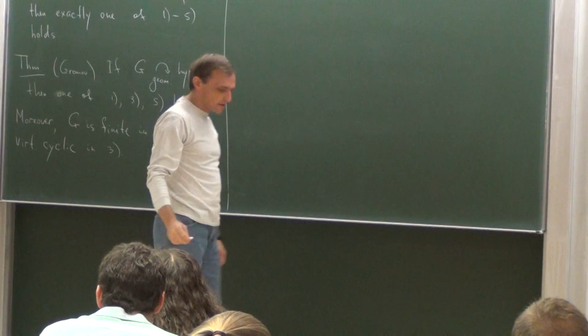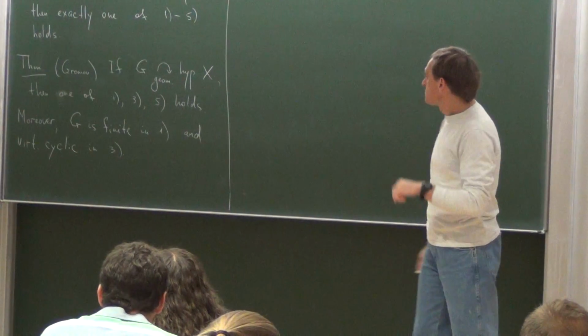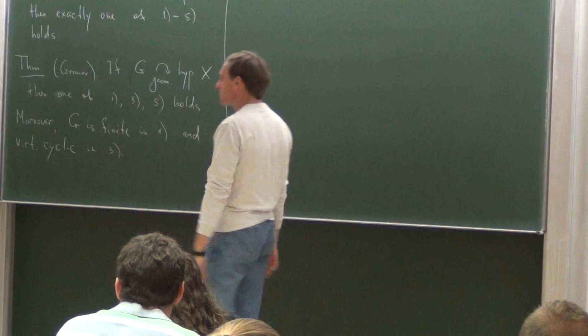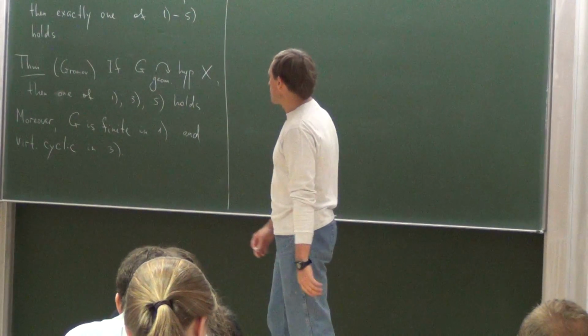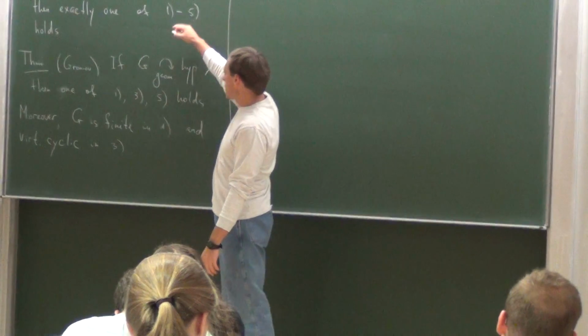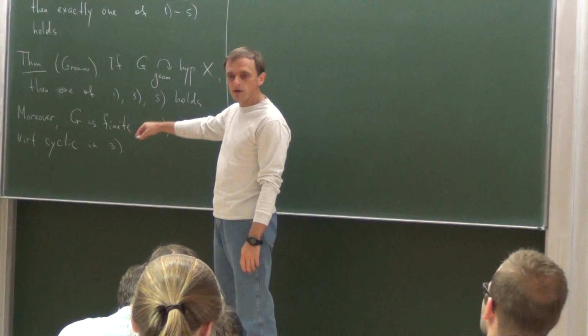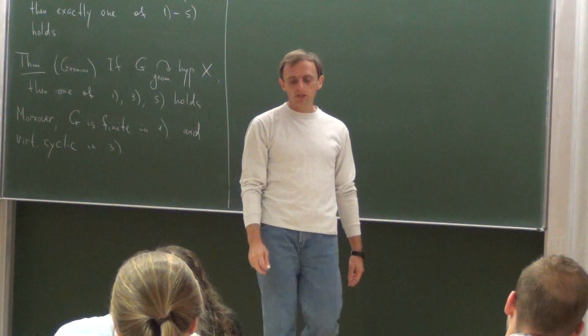Now, that's all I wanted to say about general hyperbolic actions. Now let's talk about acylindrical actions, which are somewhere between general actions and geometric actions. So every geometric action is acylindrical.